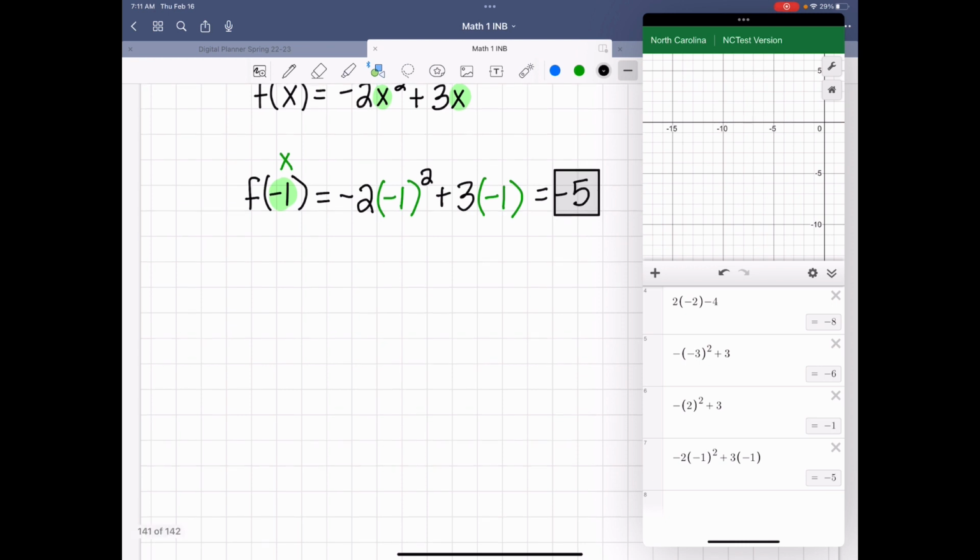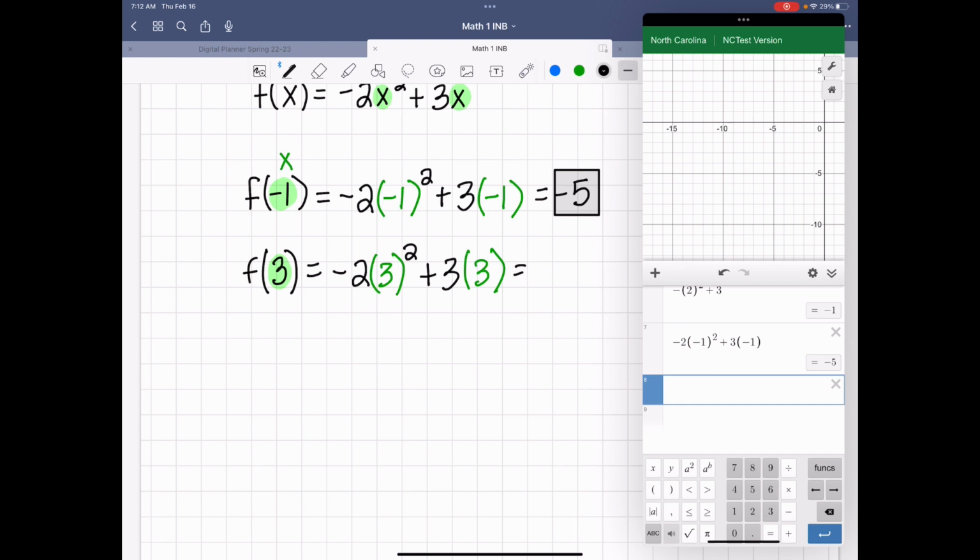All right, so again, let's say I do f of 3. So we're going to do an input of 3, and everywhere I see an x, every x is going to get replaced with the number 3. So this is going to be negative 2 times 3 squared plus 3 times 3. And then we can plug that into Desmos as is. Now, I'm going to do negative 2 times 3 in parentheses, square it, plus 3 parentheses 3. And that gives me an output of negative 9.